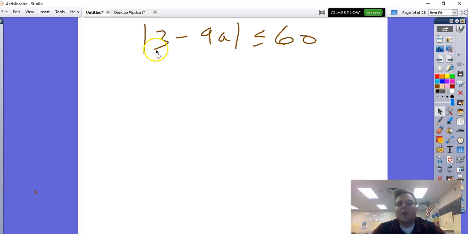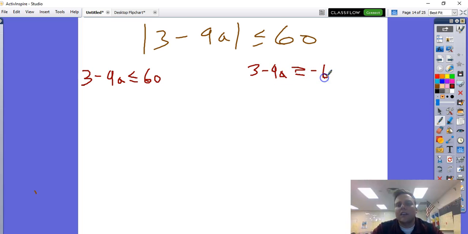So, we have the absolute value of 3 minus 9a is less than or equal to 60. Well, you'll notice that we already have the absolute value by itself. So that means I can jump straight into setting up my two inequalities. So 3 minus 9a is less than or equal to 60. And then I can say 3 minus 9a is greater than or equal to negative 60.